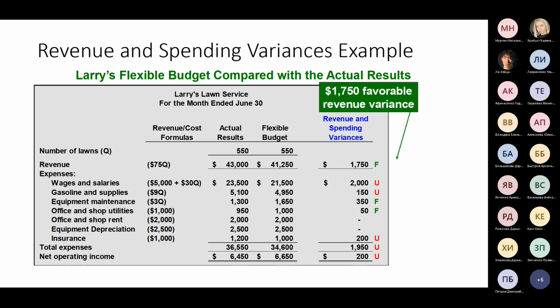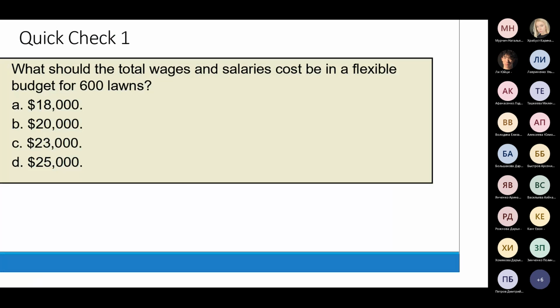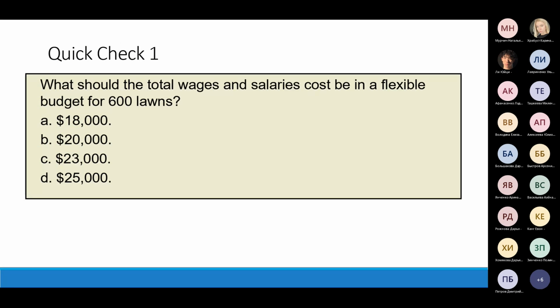So we have to recalculate all these budget values and use the same number of activities to understand whether the variance is favorable or unfavorable. So let's answer a very small question about the example.